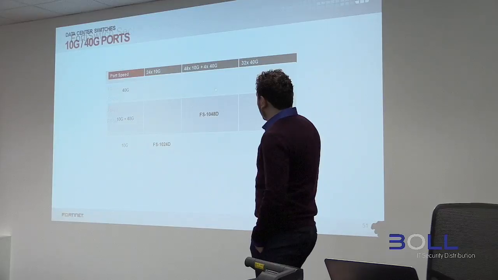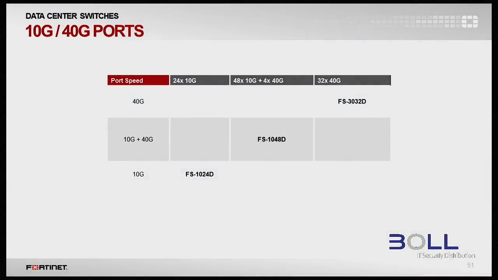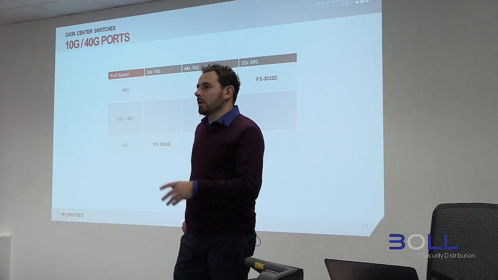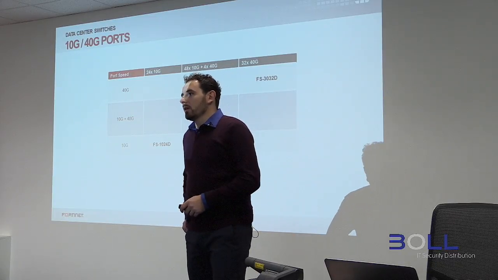And then we have also the data center models, that are 10 gig, or 10 gig with 40 gig uplinks, or 40 gig on all 32 ports. That's the biggest model now, and we are working on 100 gig uplinks. So next year, I don't know exactly yet, but I think around summertime maybe we have the 100 gig uplinks.